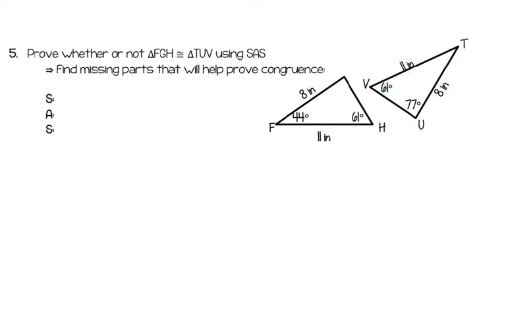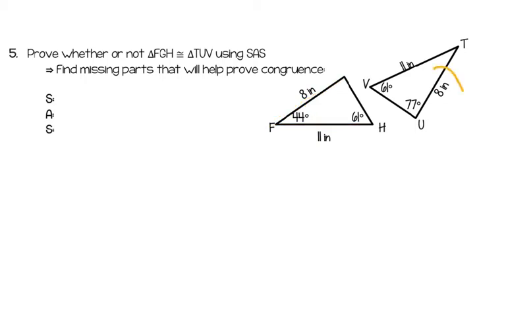So what I have is I do have two sides, but if I was going to use these two sides, what angle do I have to use? I'd have to use the 44 degrees. If I use the same two sides over here, I'm going to have to use angle T. Well, I don't know angle T. So the first question is, can I find out what angle T is? And so find out what angle T is.